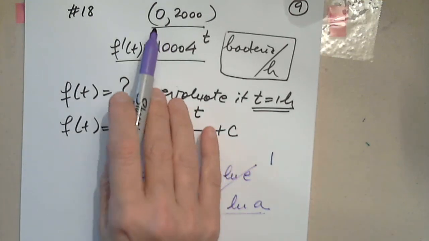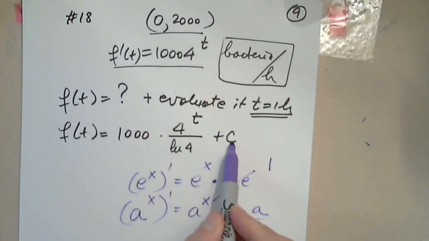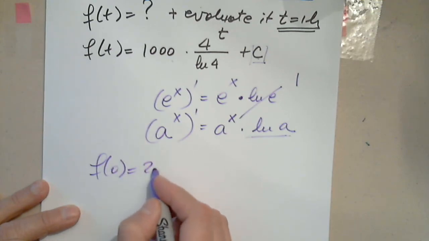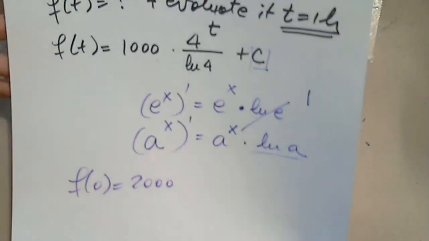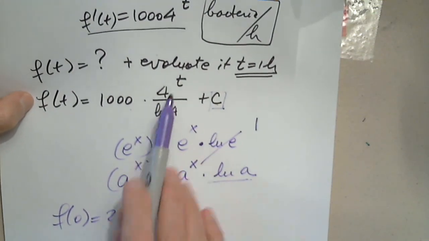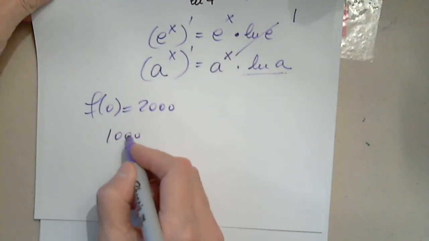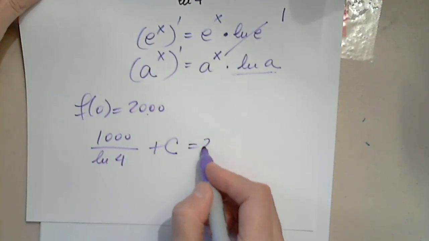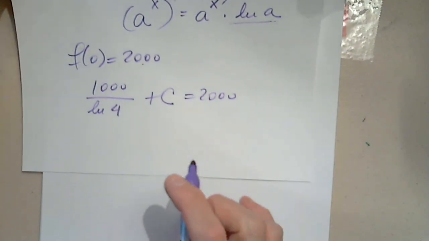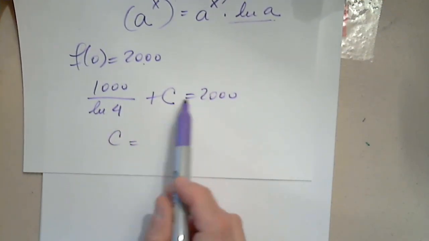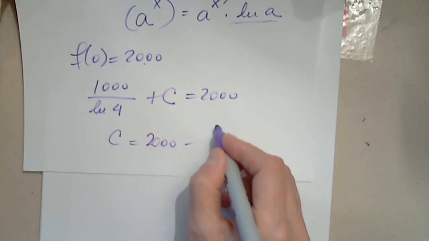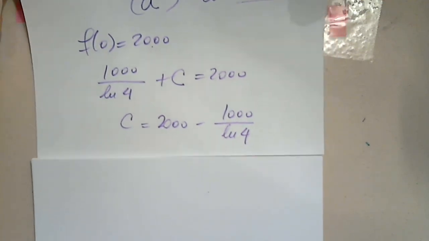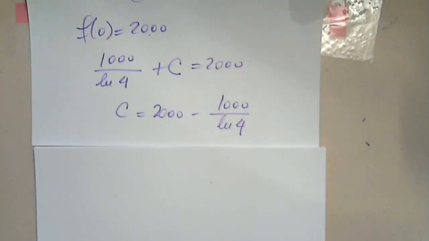Okay, now I'm also told that f of 0 is 2,000. It will help us determine the constant. So f of 0 equals 2,000. I will plug it in. F of 0, 4 to 0 is 1, so I have 1,000 divided by natural log 4 plus a constant c equals 2,000. So then c equals 2,000 minus this. So this is our function. We haven't finished. We only determined the function so far.